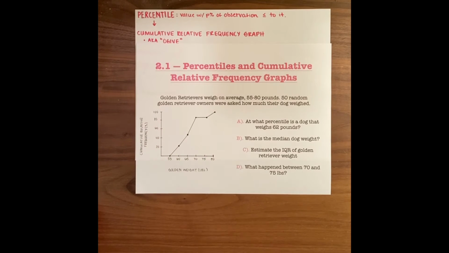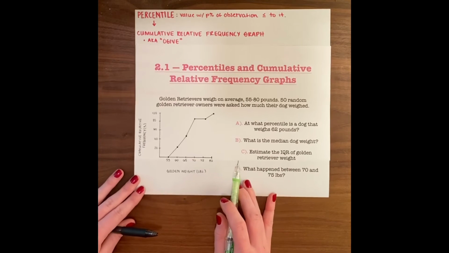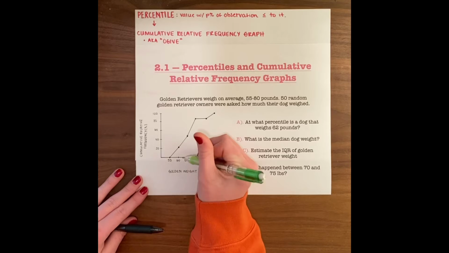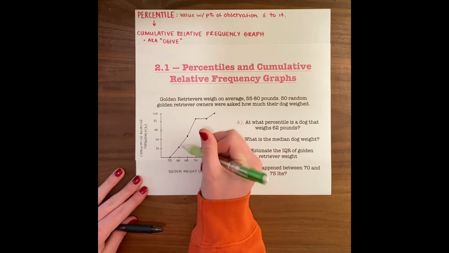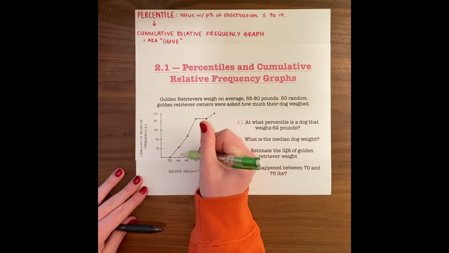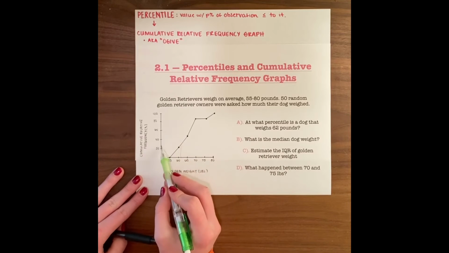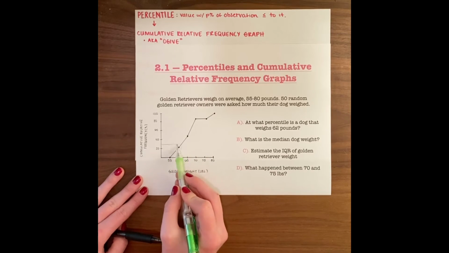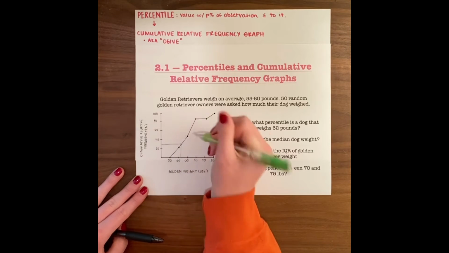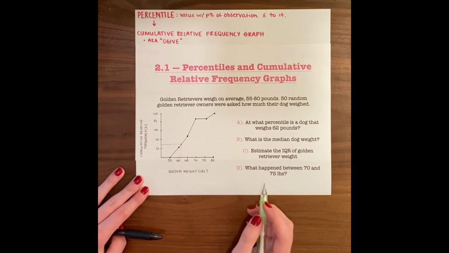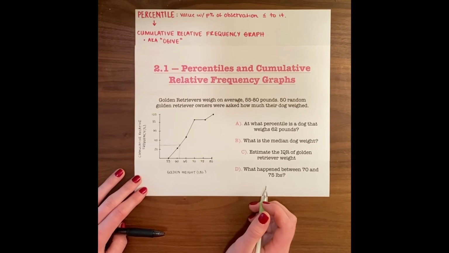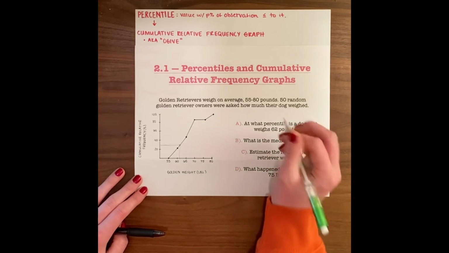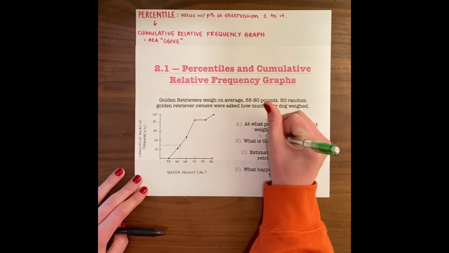So to find percentile in the first problem, we find the value that we've been given, which is 62. We're just going to find that on this axis right here. And then we find where that value and the percentile correspond on the line. And so we get about 30. So the percentile of a dog that weighs 62 pounds is the 30th percentile.